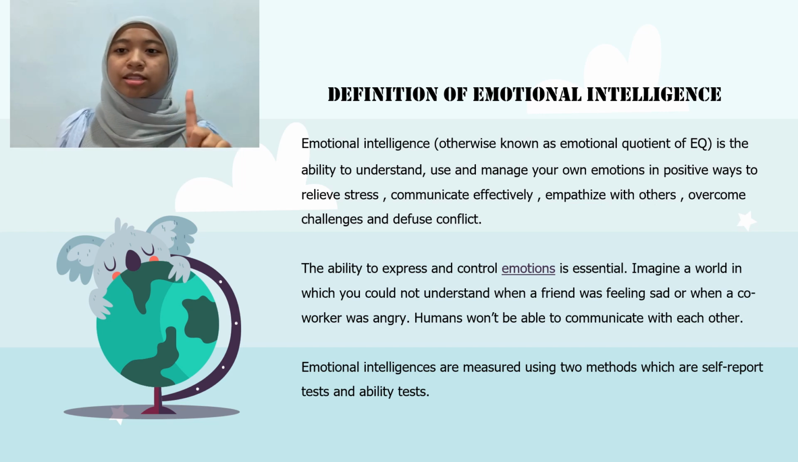The first method is the self-report test. The self-report test is when you answer a survey or a questionnaire about your personality, your traits, or interests. And the second method is the ability test. The ability test is actually an assessment designed to measure the capacity of the individuals to perform physical or mental tasks.